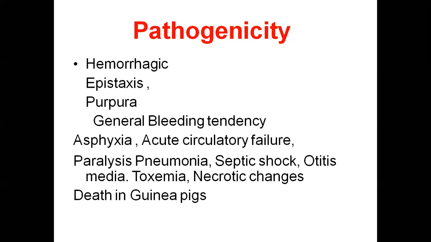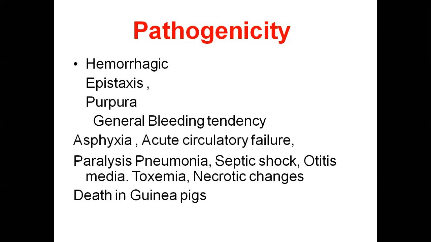That will initiate asphyxia, then acute circulatory failure, then paralysis, then pneumonia, then septic shock, then otitis media, toxemia, then necrotic changes, then death. This is the usual identification in the lab, which they tested on guinea pigs. What they identified: the pig got bleeding, then asphyxia, then acute circulatory failure. Then paralysis was present, and along with that paralysis, lung pneumonia was present. Then they identified septic shock.